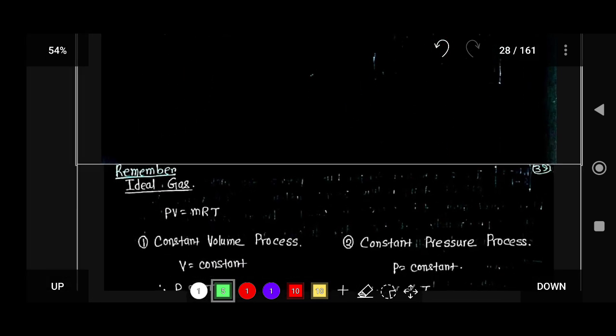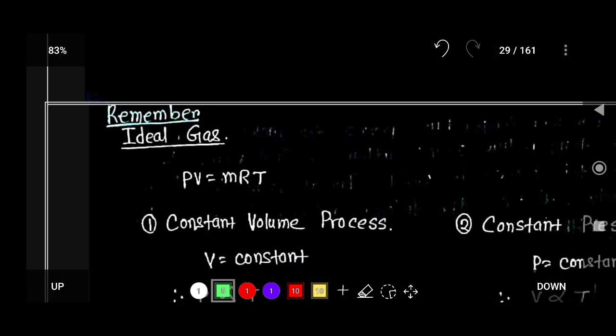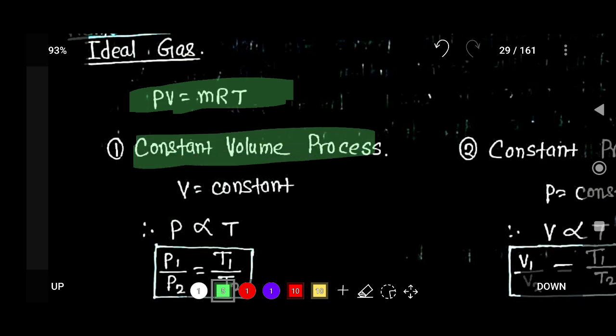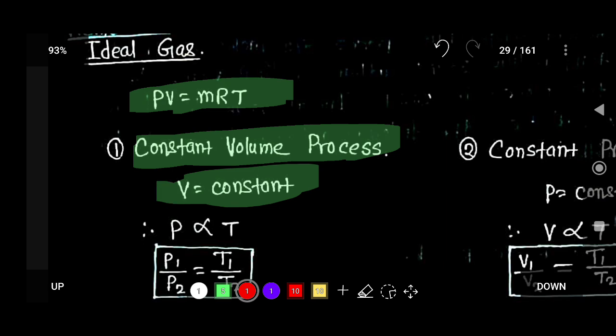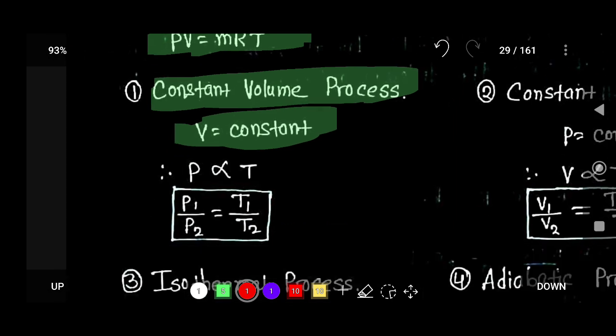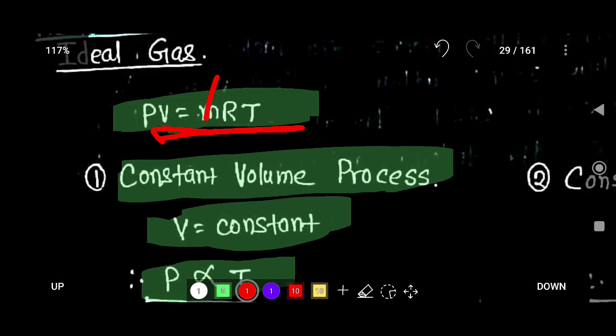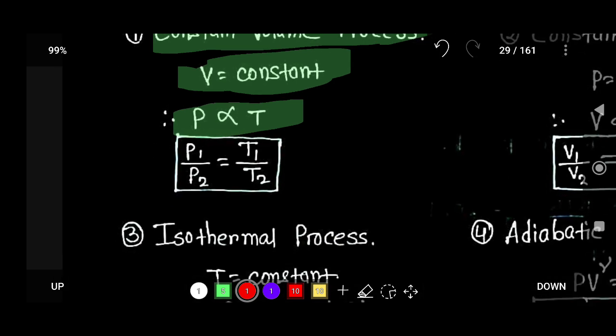Now, some data you should remember. What is the ideal gas equation? That is PV equal to MRT. The first process is the constant volume process. If V equal to constant, then from the ideal gas equation you can say that P is proportional to T, because M is constant, R is constant and V is constant. So you get the relation P1 by P2 equal to T1 by T2.